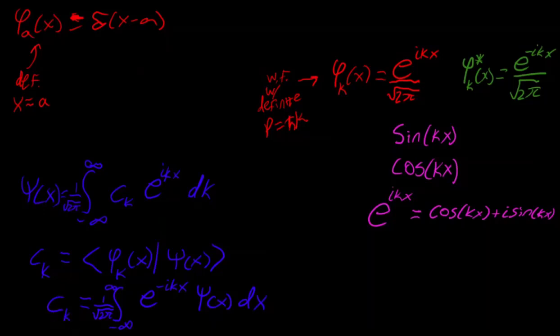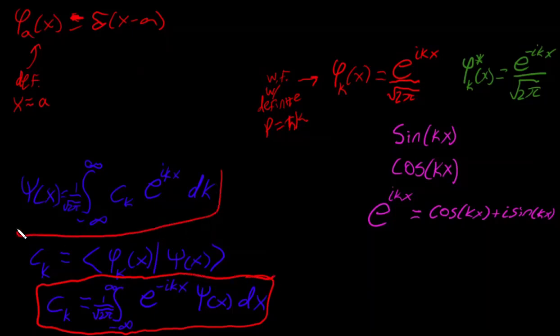C sub k is the probability amplitude, right? The norm squared is the probability density of having k, of having the wave number k. And psi of x does not have any k in it, right? And so these are our big equations. I'm going to rewrite them a little bit as we develop a little bit more in this video.